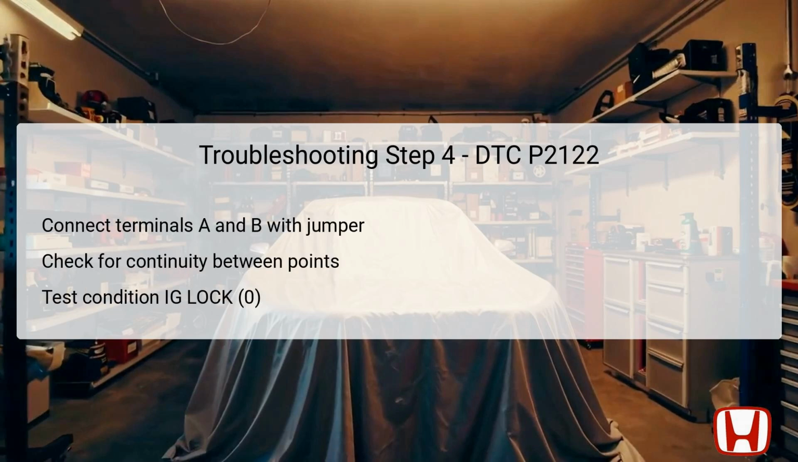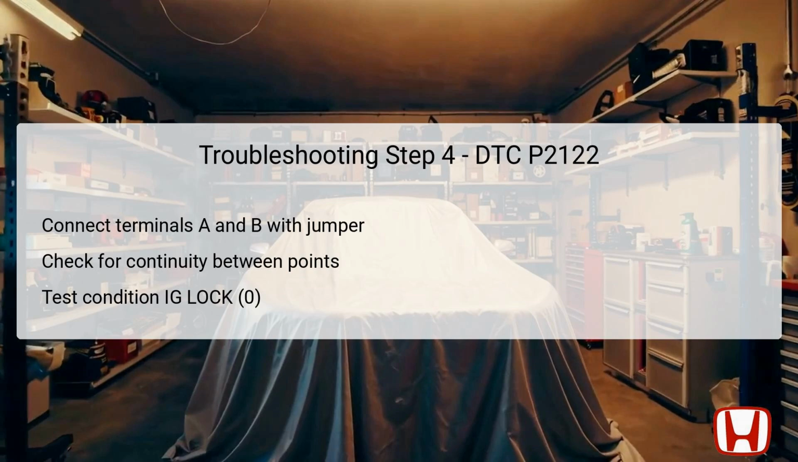In this step, connect terminals A and B with a jumper wire. Terminal A will link to APP sensor 6P connector number 6, orange, while terminal B connects to the body ground. Ensure all connections are secure. Following the jumper setup, check for continuity between the points outlined.